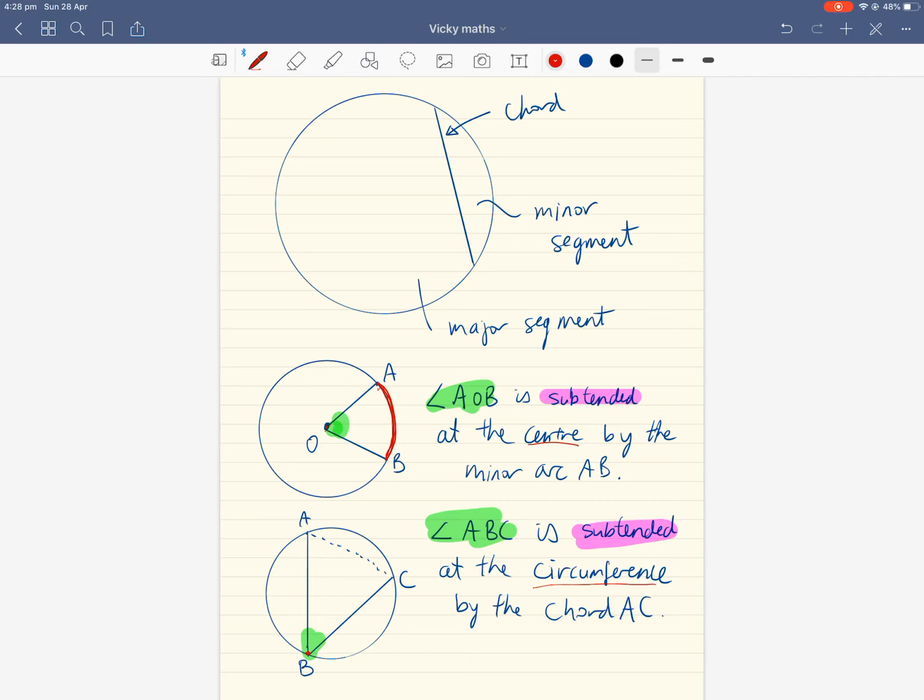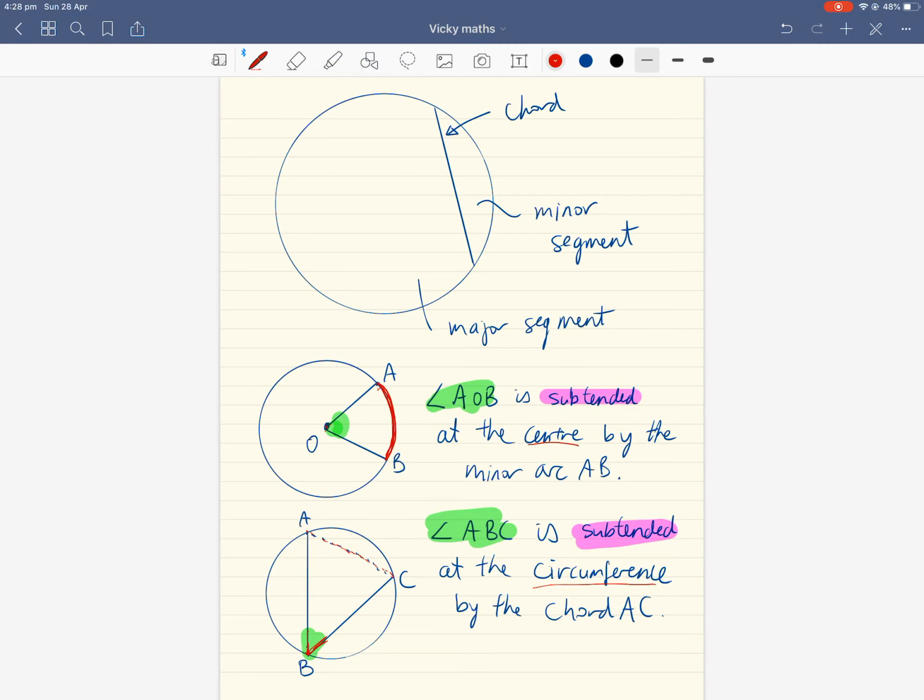So chord, remember, is a straight line connecting 2 points at the edge of a circle. So from A to C, we have that dotted straight line, that chord. So angle ABC gives us the green angle there. So angle ABC is subtended at the circumference by the chord AC. That's just another way of describing angles inside a circle.